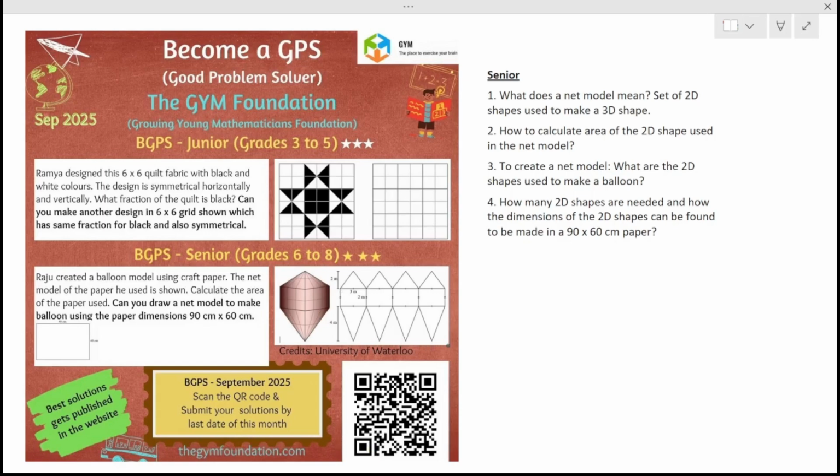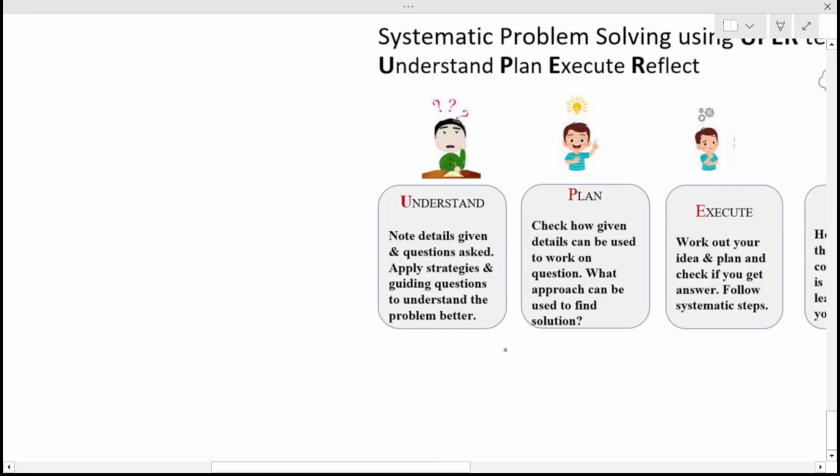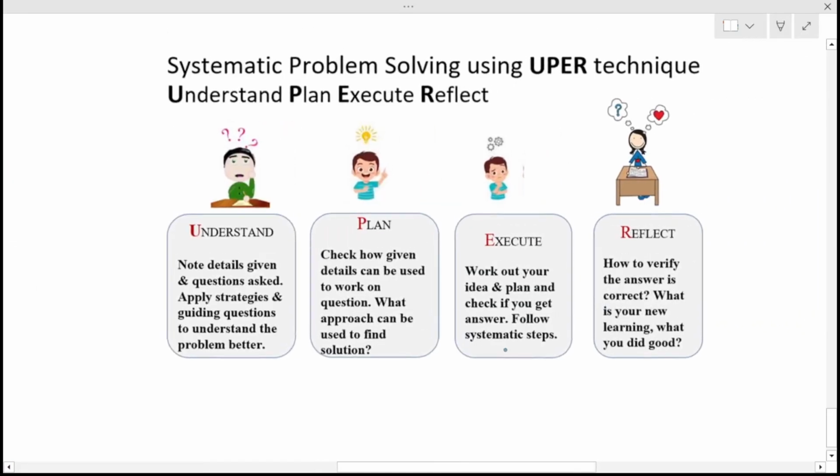Like we always discuss in the BGPS event, to approach a problem there is a research-proven technique shared by the GEM Foundation, called the UPA technique, which expands to understand, plan, execute, and reflect. When children know how to approach a problem, they'll have the confidence to work on it, whether it is easy, simple, or challenging, and it expands their comfort zone. This is why giving them steps or a framework to approach a problem is so important.